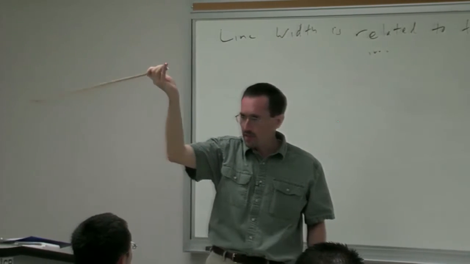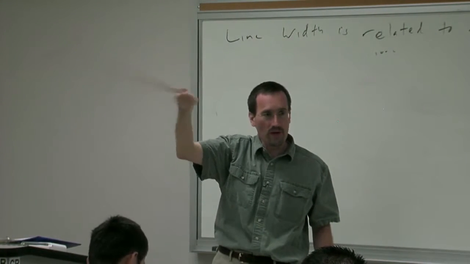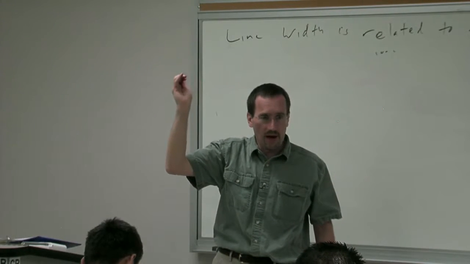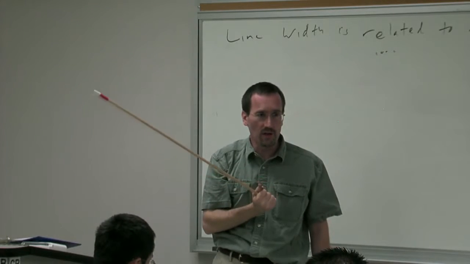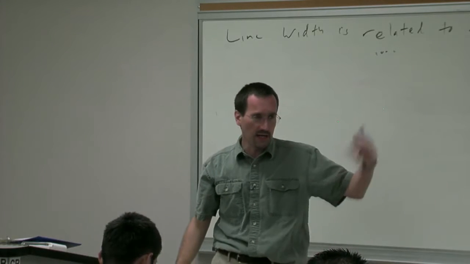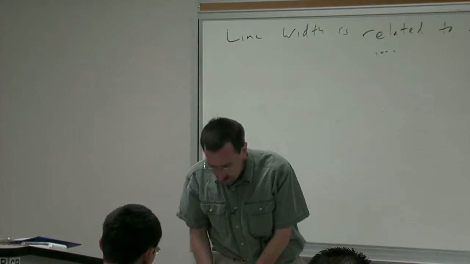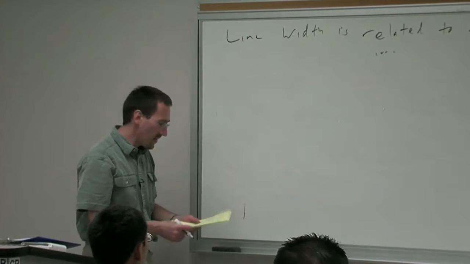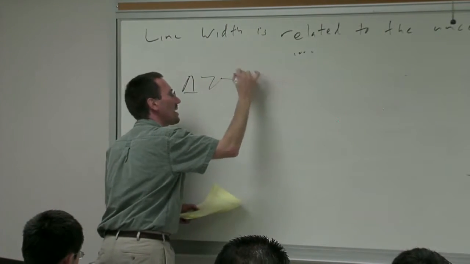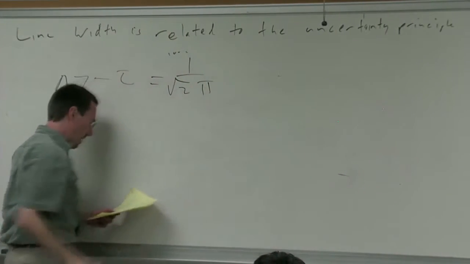If I have something precessing and we can watch it forever, we can know that this is precessing at 500.0003215 cycles per second. However, if you only get to look at it for a little bit, you say, well, it was moving fast. It wasn't moving at 100 cycles per second. It wasn't moving at 1,000 cycles per second. It was somewhere around 500 cycles per second. And expressed mathematically, what we get is that delta nu times tau is equal to 1 over root 2 pi.